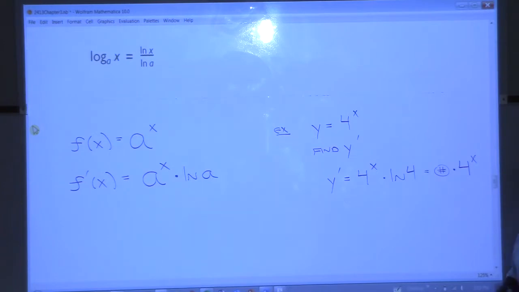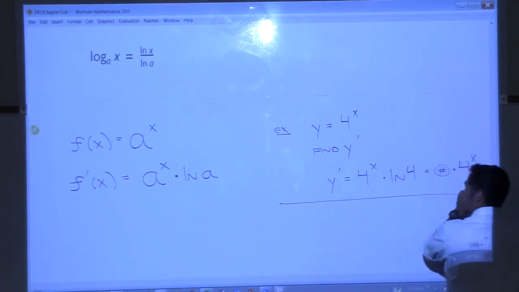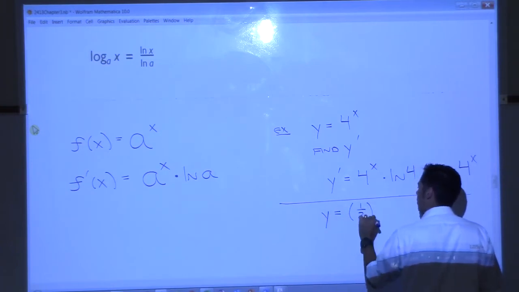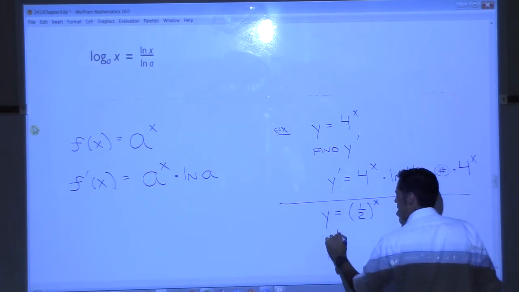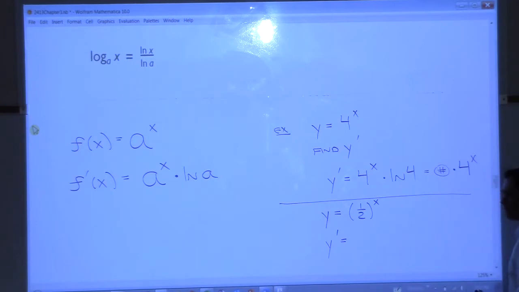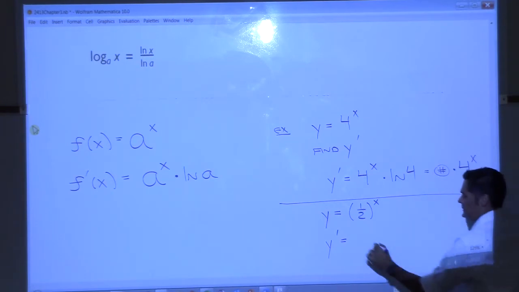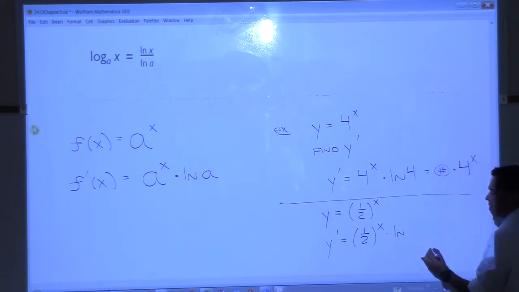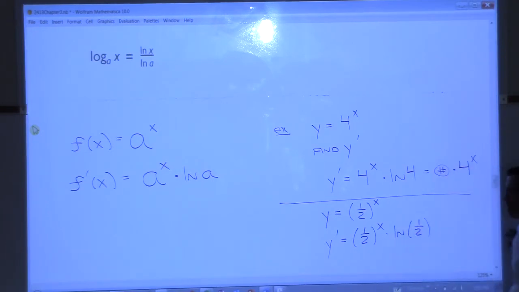With me? Okay, so now let's do another one. If we do y equals, let's say, 1/2 to the x, then the derivative of that would be what? Itself, 1/2 to the x times natural log of 1/2, right?